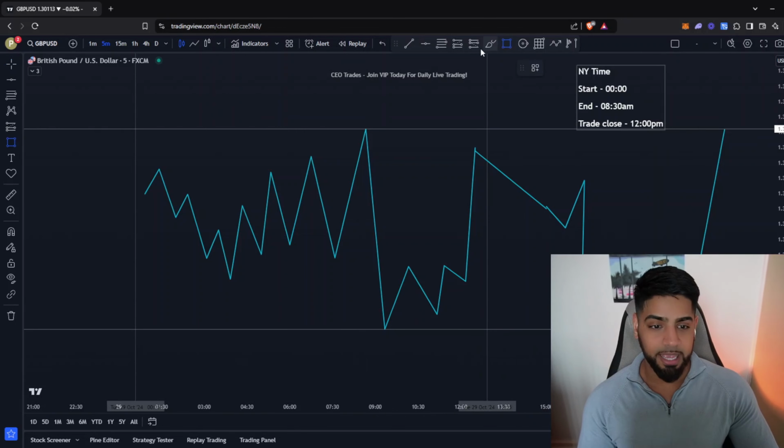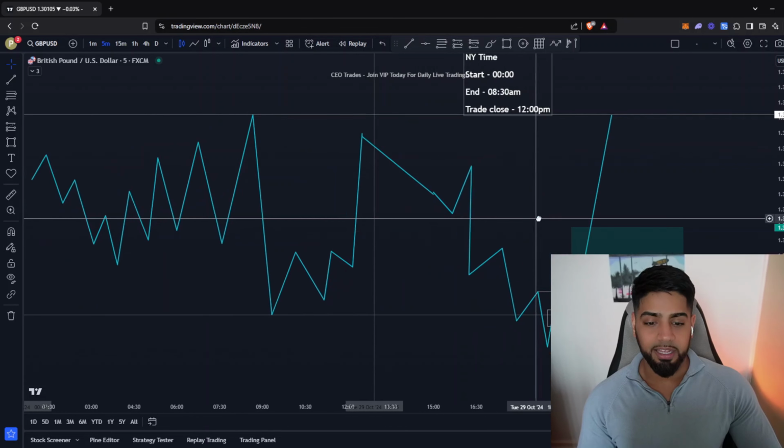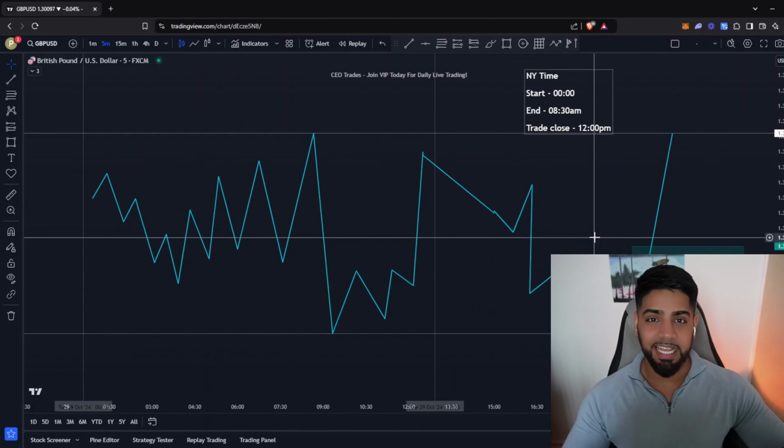Now, as we can see, we get a market structure shift right here. And then from there, we're going to identify the fair value gap which caused that market structure shift. And then we're going to simply take our entry right on that fair value gap, stops below the low, and then you're just going to target a 1 to 2. So that is the trading strategy in a nutshell.